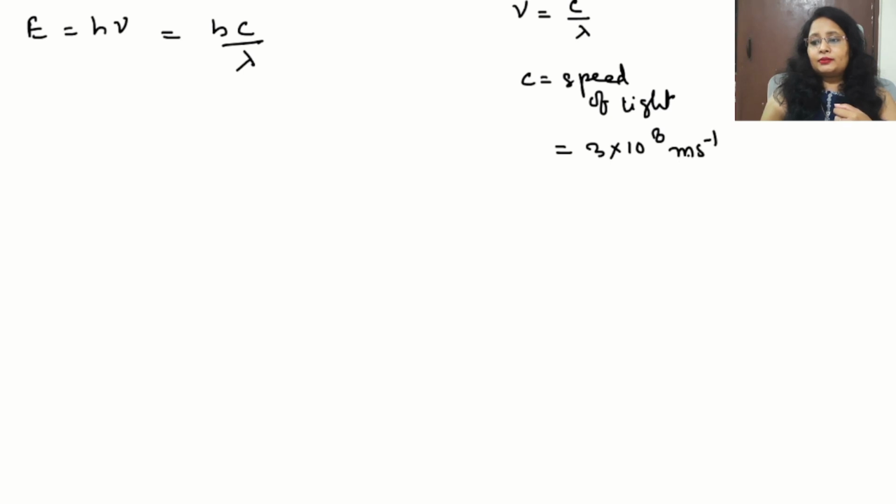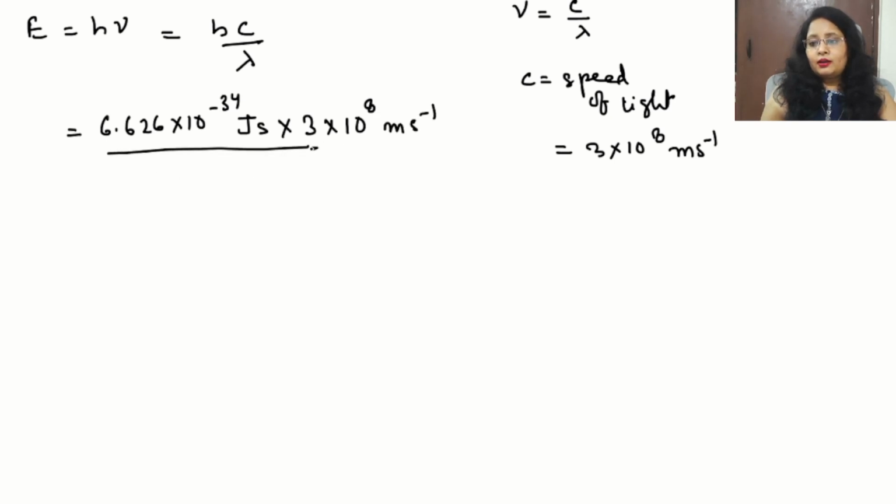meter per second. Now putting all the values, h is Planck's constant, 6.626 into 10 to the power minus 34 joule second, into the speed of light, 3 into 10 to the power 8 meter per second, which in turn is divided by the wavelength, which we have as 0.50 into 10 to the power minus 10 meter. Now this meter and this meter will be cancelled, and per second and second will be cancelled.